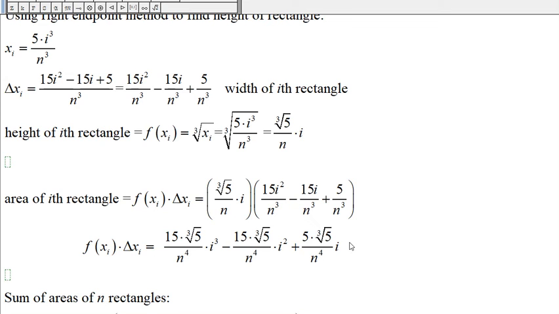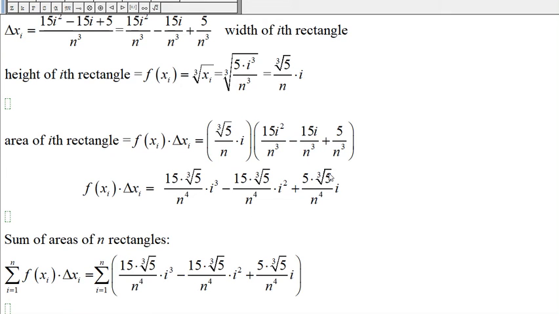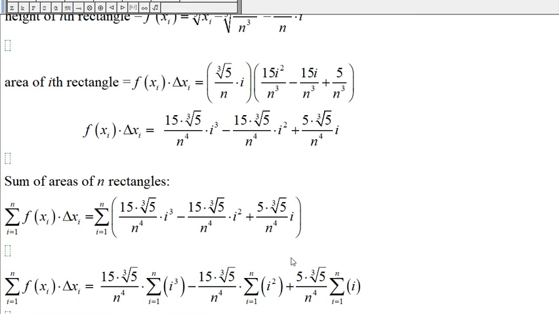And now let's find the area of n number of rectangles. So this is the area of the ith rectangle, and then if we want the areas of n number of rectangles, then we'll do a summation from 1 to n. So this will be the sum of areas of n number of rectangles. And then f of x sub i times delta x sub i is this expression right here. This part is constant, and so we can put it in front of the summation notation.